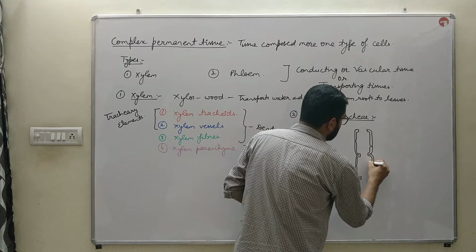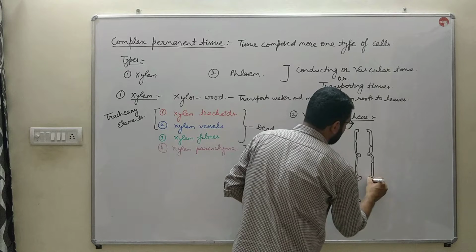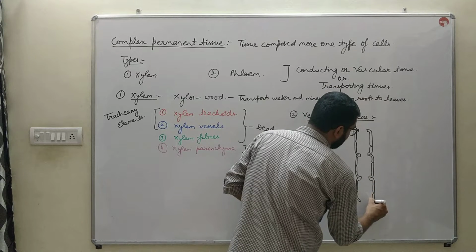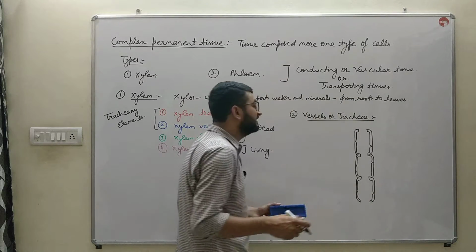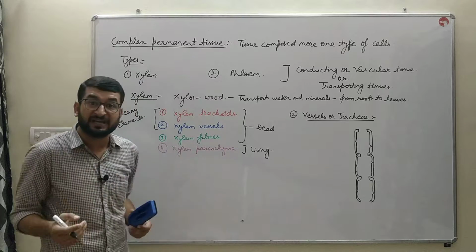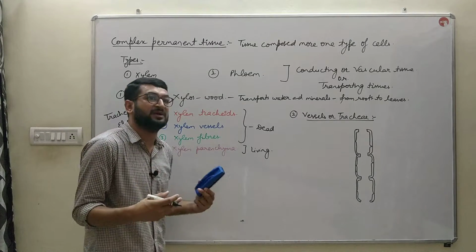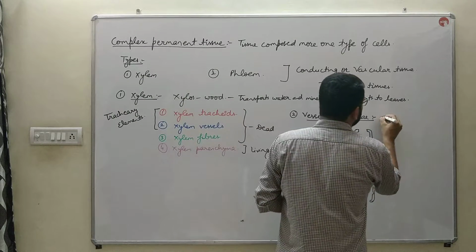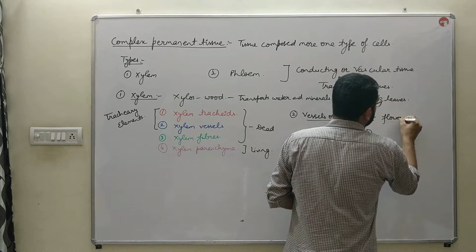In the chapter named diversity in living organisms, you will study that plants are divided into two forms. One is the flowering plants which possess flowers, and the other ones are non-flowering plants which do not possess flowers. So they are majorly present in flowering plants.